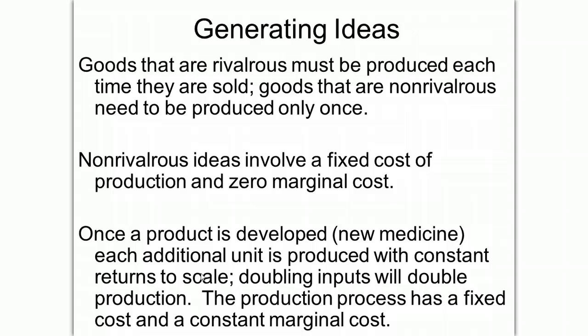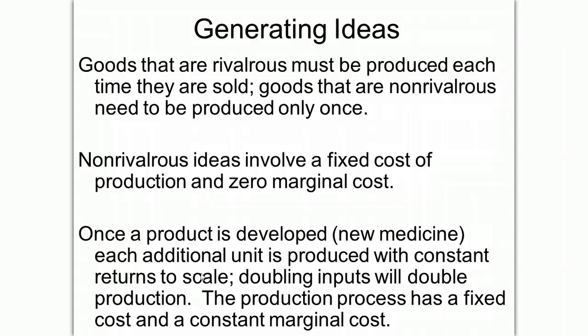So once a product is developed, given the location we're in, we'd consider a new pharmaceutical. Each additional unit is produced with constant returns to scale. So doubling inputs will double production. If you know what to put into the pill, into the tablet, and if you double the inputs, you'll double the output. Have the machines running for twice as long, and it produces twice as much output. That is once the idea is created. So the production process has a fixed cost. Get the idea in the first place. And then a constant marginal cost, produce the tablet.